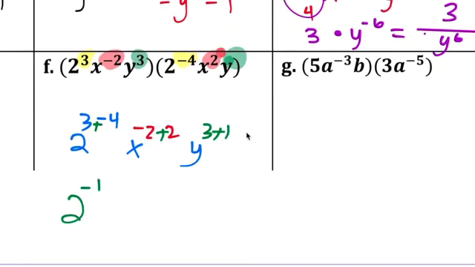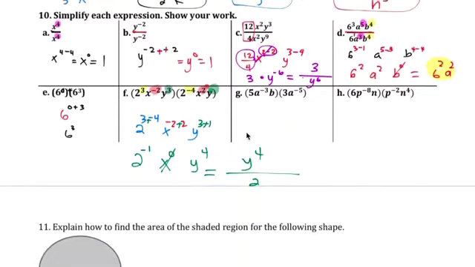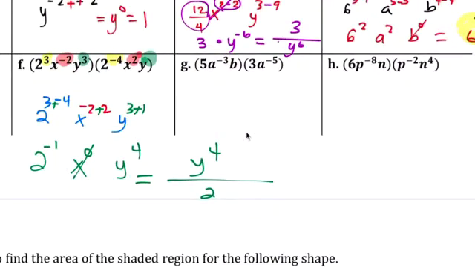2 to the -1 power, x to the 0 power, y to the 4th power. This is 1 whole, so your answer is y to the 4th, 2 to the 1 are invisible, and 1 is 1, it becomes invisible too. This one right here, that is invisible.